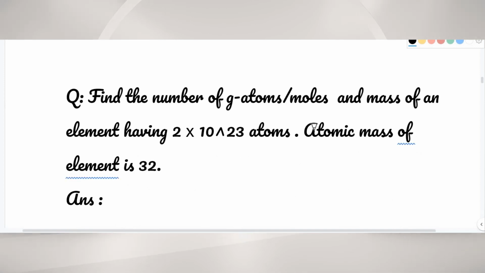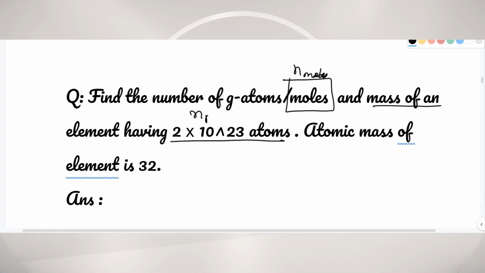So big. Second application question: calculate the number of G atoms, means calculate the number of moles, and the mass of the element which has this many atoms. So number of particles is given, and we have to find the mass. What is the mass of 2 into 10 to the power 23 atoms of an object which has atomic mass of 32? 32 is the molar mass.